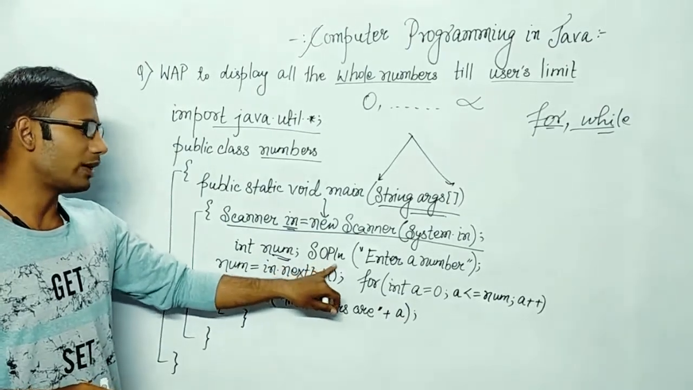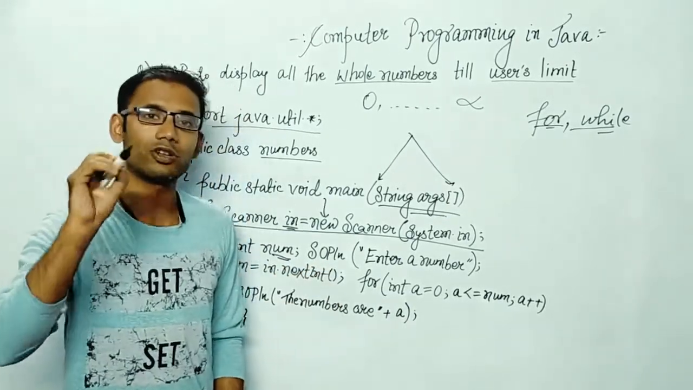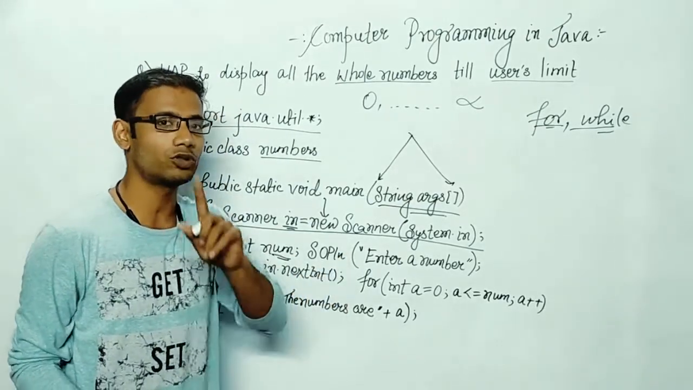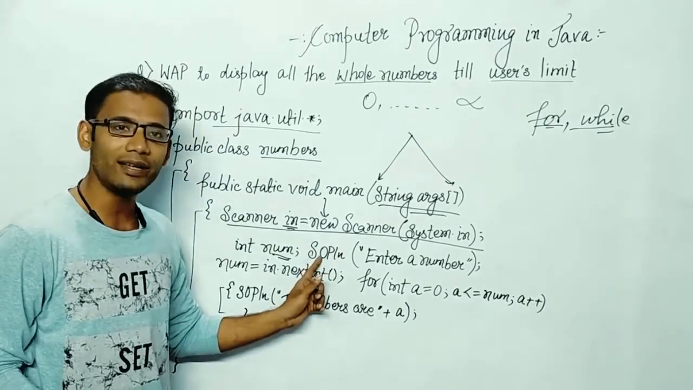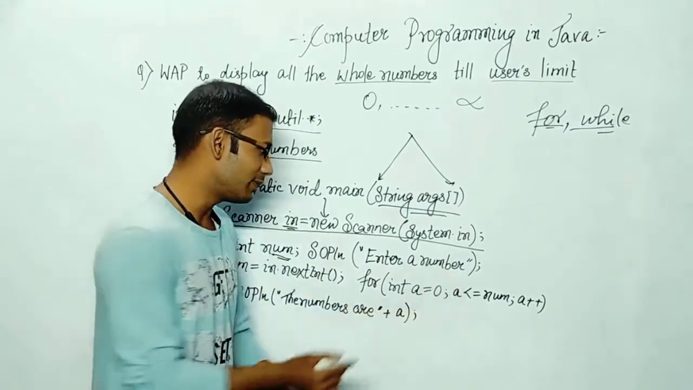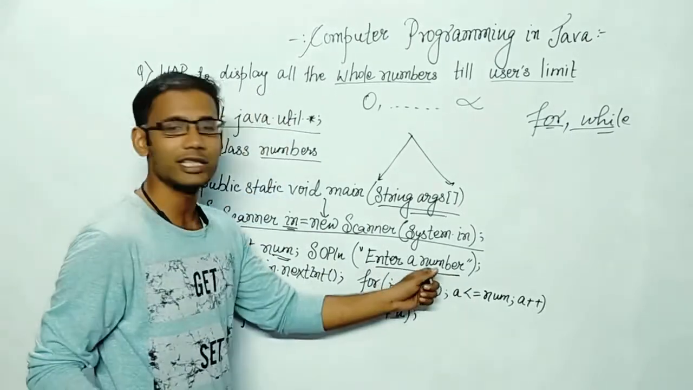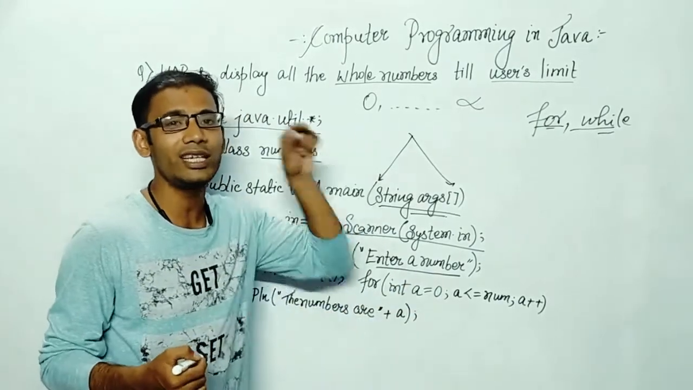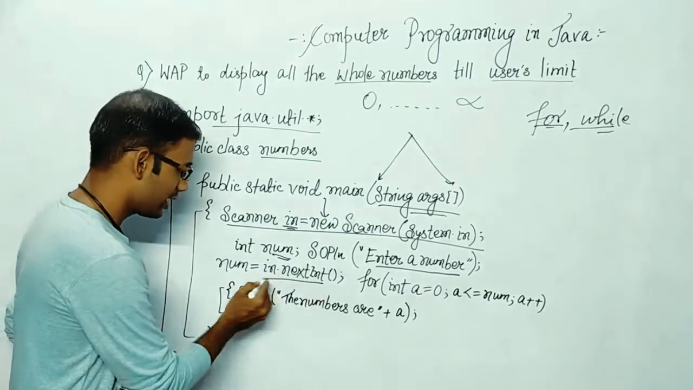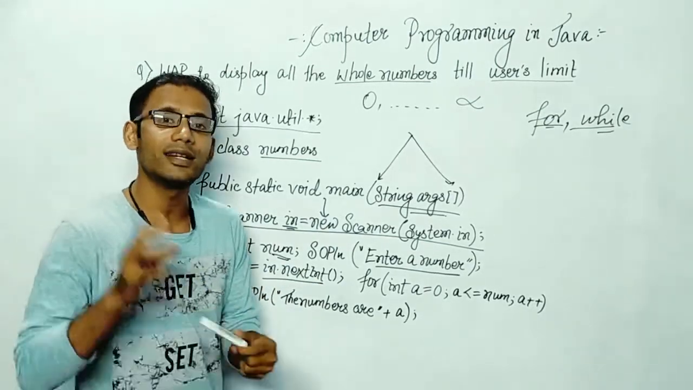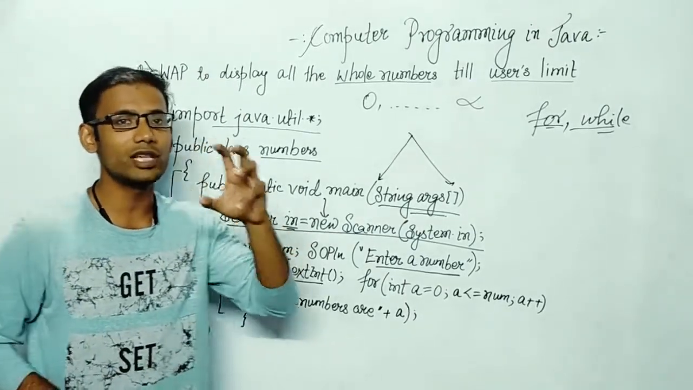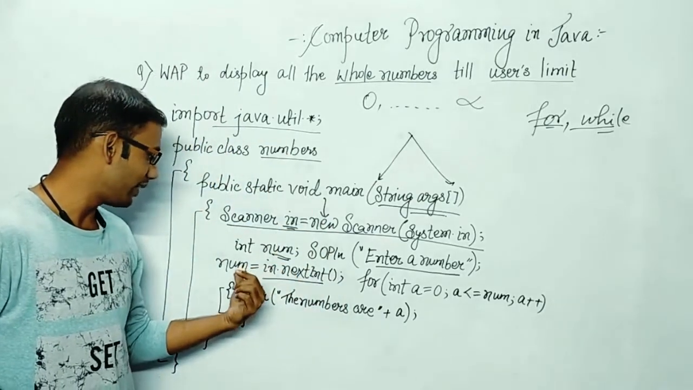After that, System.out.println. In your exams, in your copies, do not write it as SOPLN. I am utilizing it as a shortcut. You are not supposed to utilize that. You are supposed to completely write System.out.println. Here, after that, "Enter a number". This is a message which the user will be able to see on the console. Num = in.nextInt. This is the name of the function which is responsible for inserting the value which the user will give. That particular value will get inside the variable num.